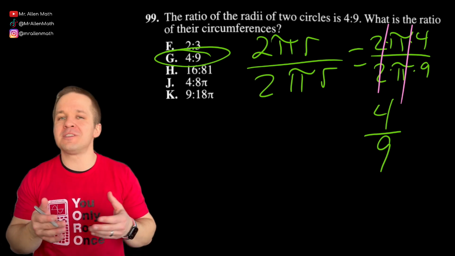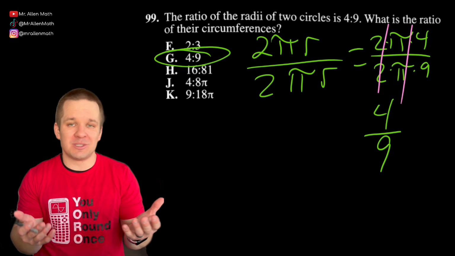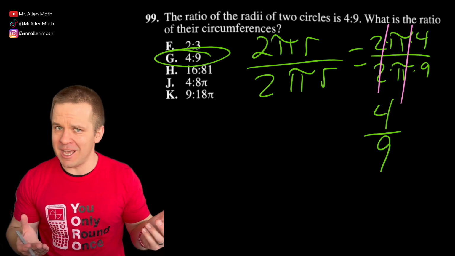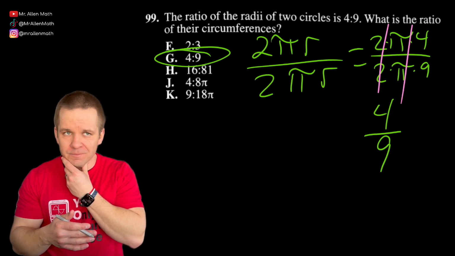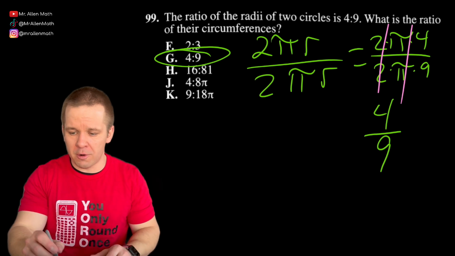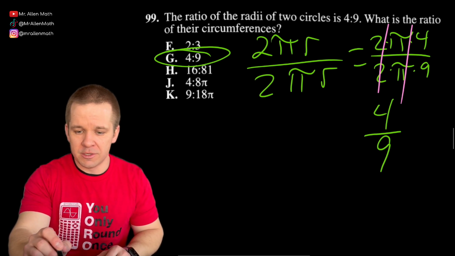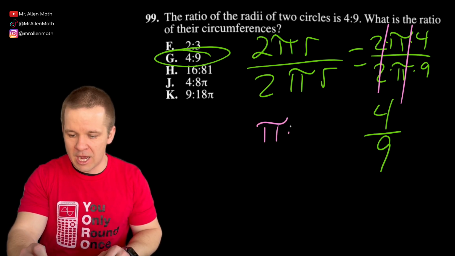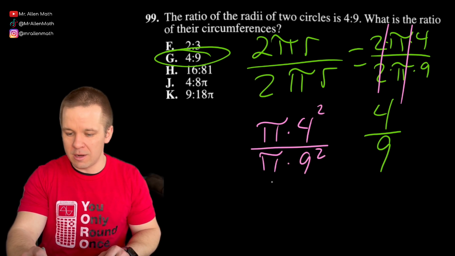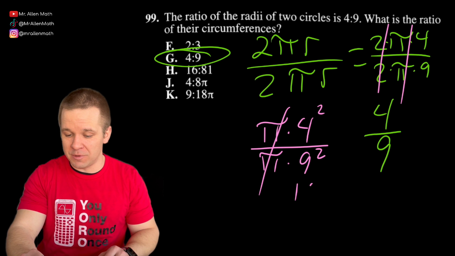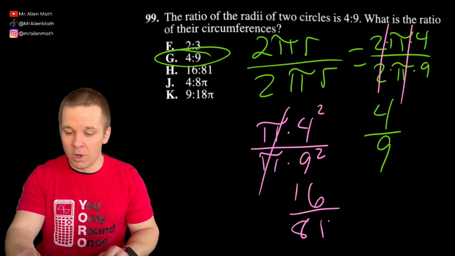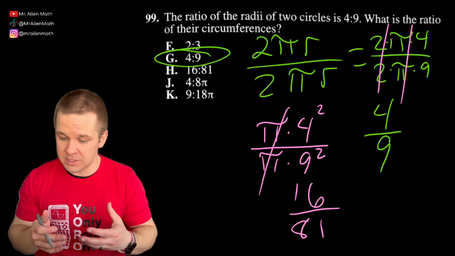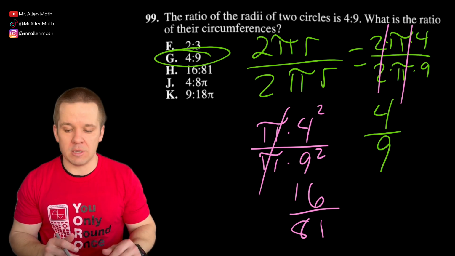What if this said area? This one's pretty easy, but what if it did say area? Area is pi r squared, and we can throw down the same type of formula here. I can go with pi times 4 squared over pi times 9 squared. My pi's are going to cancel here, and I'm left with 16 over 81. So that's a slightly different scenario, but that's if it was area.